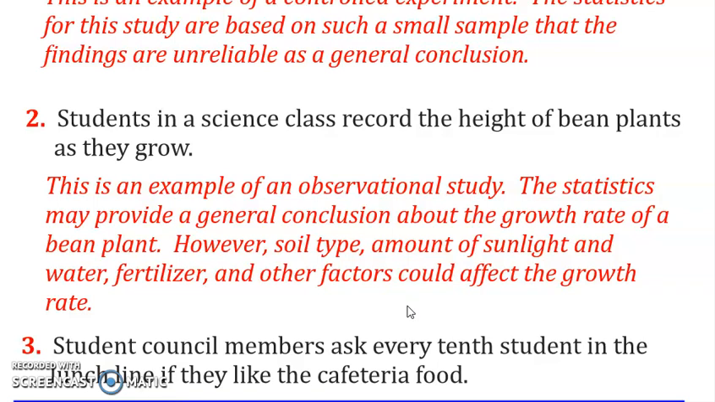And this could probably give us a good conclusion about the growth rate of the bean plant, but we do have to keep a watchful eye that there might be some other factors that we're not taking into account that could really have an effect. So what type of soil are we using? Where is the plant? Is it getting enough sunlight? Is it not getting enough sunlight? How frequently was it watered? Basically, all these other things that could affect growth rate.